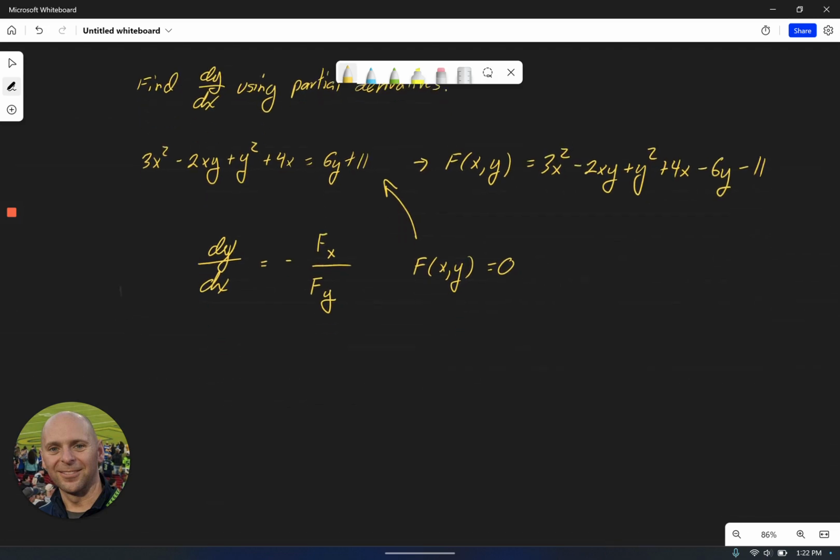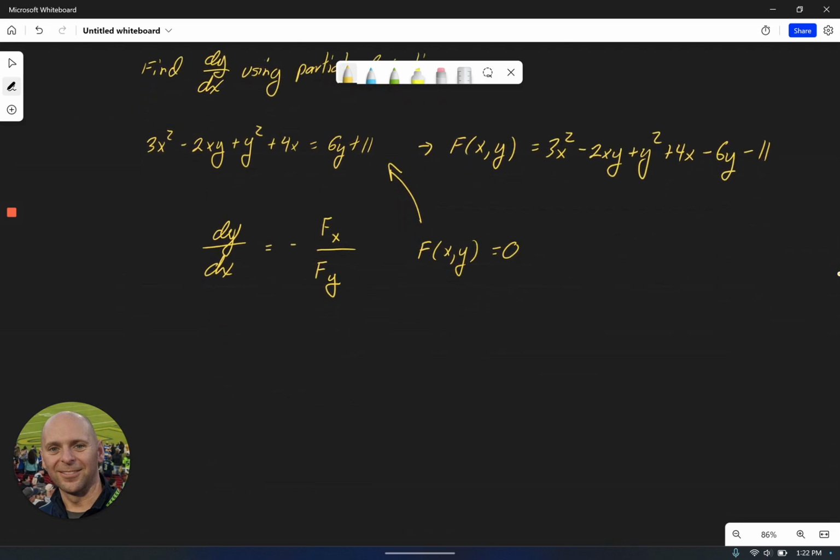So now we go through and just find the individual partials, and that's not terribly complicated. We want to take the opposite of this quotient. So the partial of all of this with respect to x becomes our numerator, and that comes pretty quickly. We have 6x − 2y + 4 for our numerator. Then we're going to divide that by the partial of that same function with respect to y. Going through that term by term, I have −2x + 2y − 6.